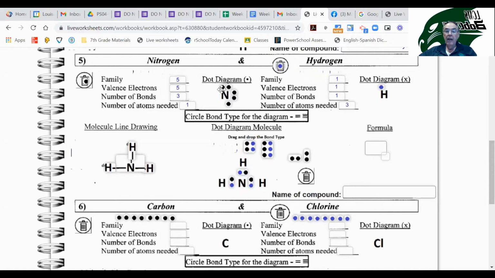Now we look up here at the dot diagram for nitrogen. Nitrogen should have 5 dots in its dot diagram, but we've only got 3 here, 1, 2, 3. So we need to add the other 2. And when we do that, look what happens. There's 8 electrons around the nitrogen, so it has a full outer energy level. Each of the hydrogens has 2 electrons, including the ones that it's sharing. So that means it has that full outer energy level, and then we don't need these other pieces. So we'll stick them in the trash. And then our formula is 1 N, 3 H's, so it's NH3.